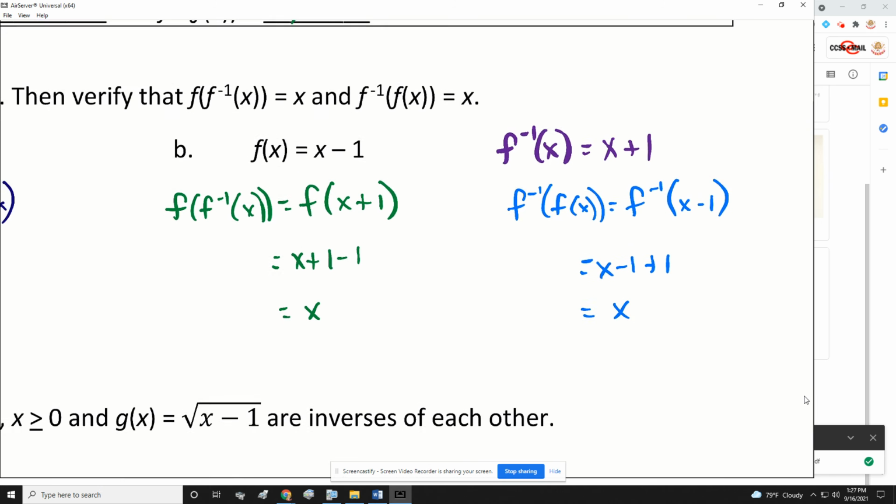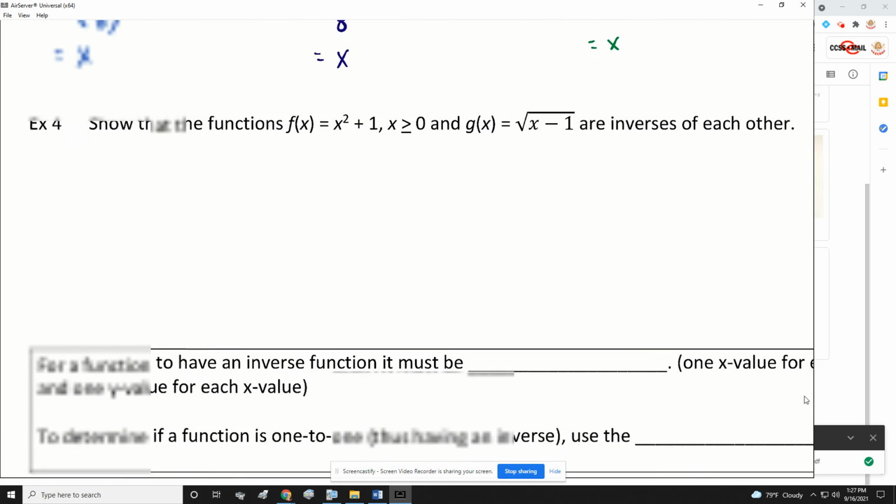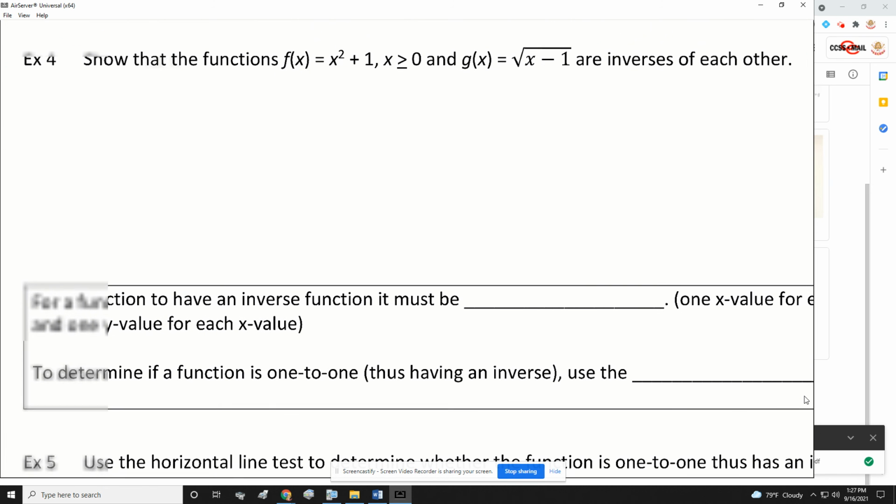Okay, example 4 is the same thing. We're given the inverses and we have to show that they are inverses of each other. These are slightly more complex functions than what we just did, but we're still going to do the same thing. We're going to do f of g of x and simplify it down, and then g of f of x.